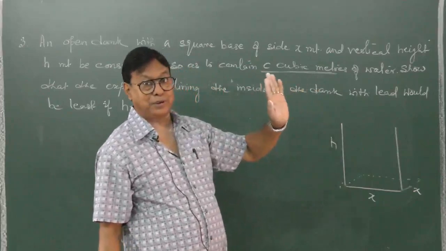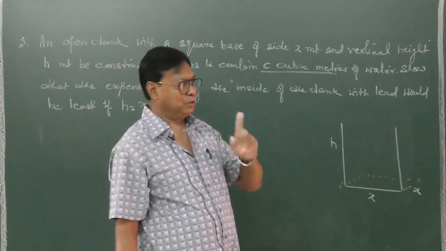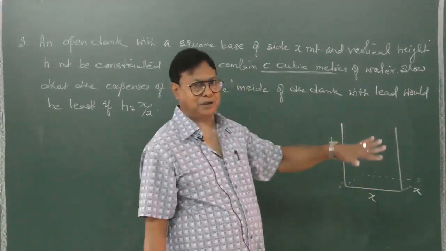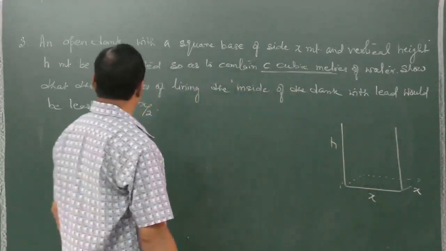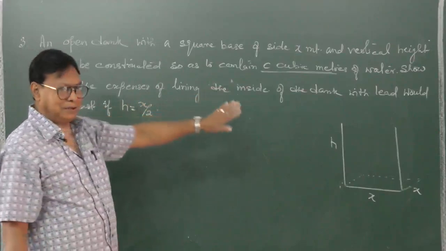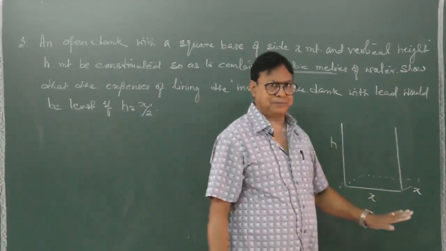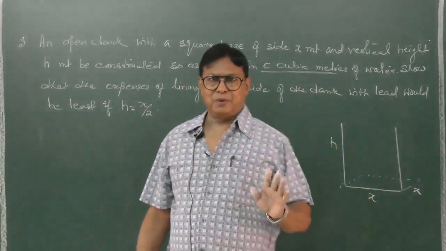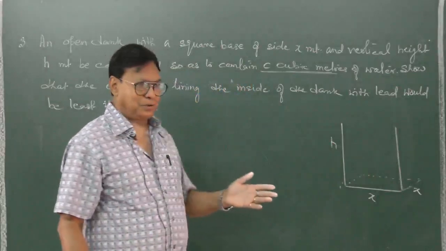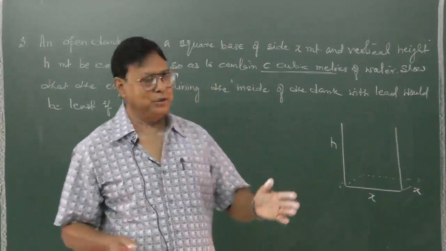Now what is the use of it? Like their perimeter was given, 30 meter was constant. So we use that in changing these two variables, one in terms of the other, right? So this is it. You have to prove that the expenses of lining inside, inside means the four walls and the base with lead, will be minimum if the height is X by 2. So what we have to do, we have to find first H in terms of X using this.